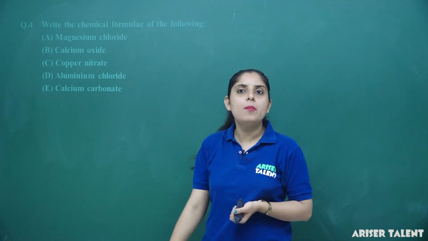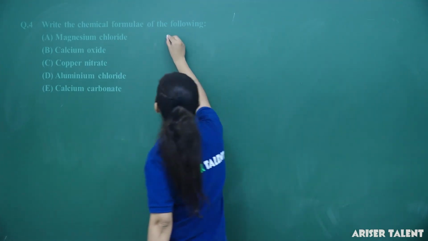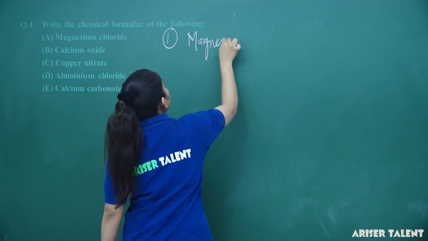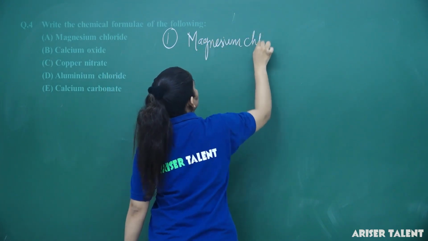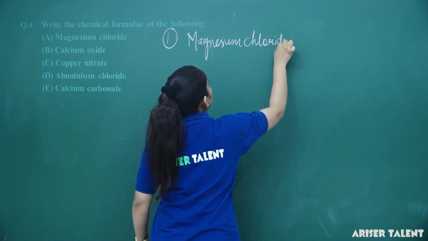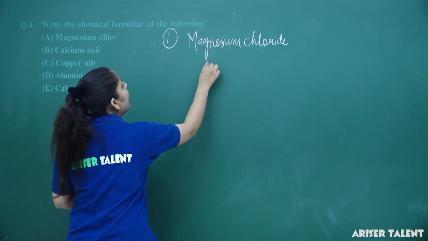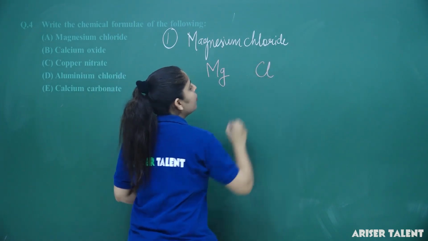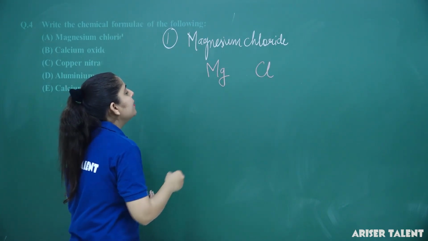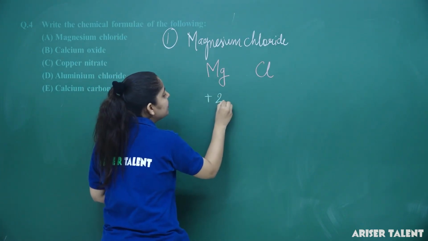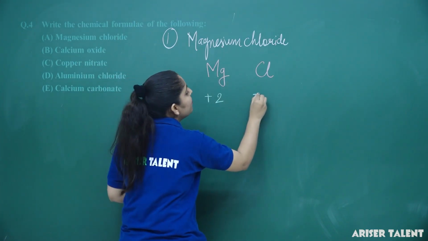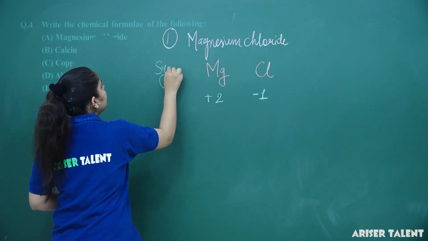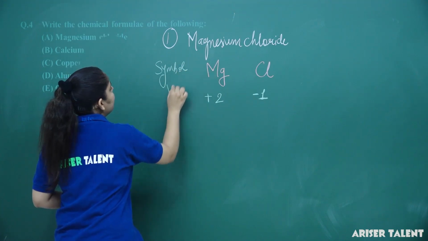You have to form the formula for magnesium chloride. Okay. So, the symbol for magnesium will be Mg. What is the symbol for magnesium? Magnesium is Mg. And what is chlorine? Chlorine is Cl. Now, we know that magnesium has a valency of +2 and chlorine has a valency of -1. So, this is our symbol and this is our valency.